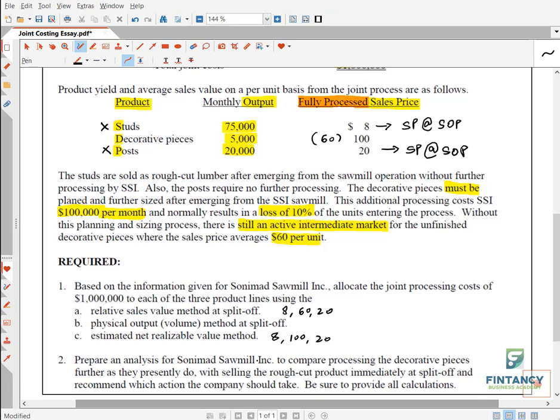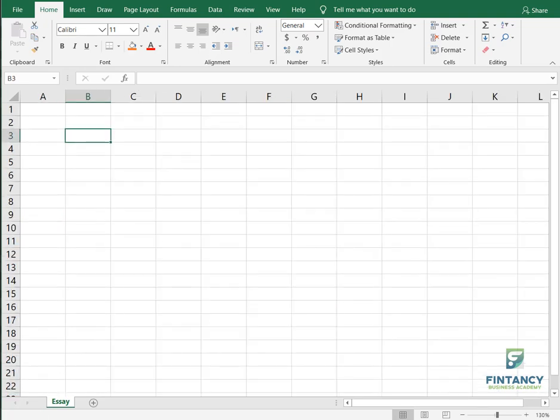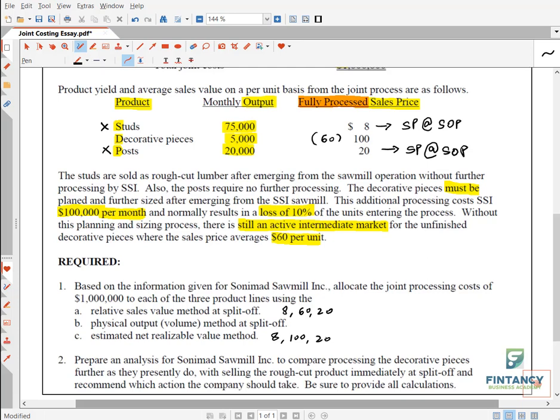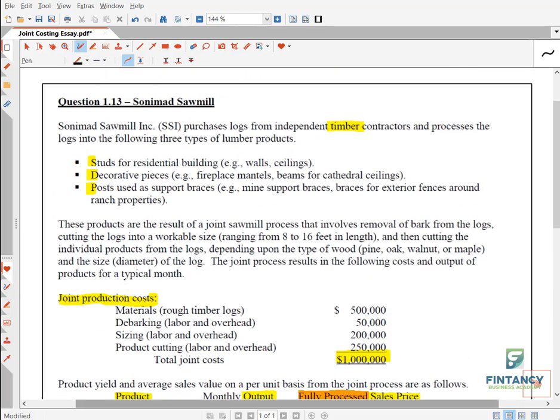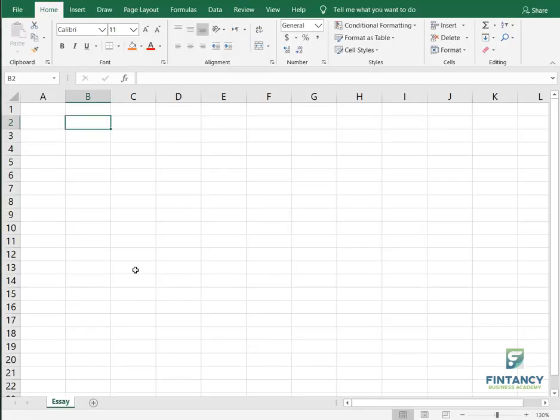Okay, by using the same format we used in the last class when we were solving the MCQs. So let's first solve option B, which is simpler, which is physical output method. Let me write here. We are solving question 1.13, requirement 1. And in 1 I am first solving option B.